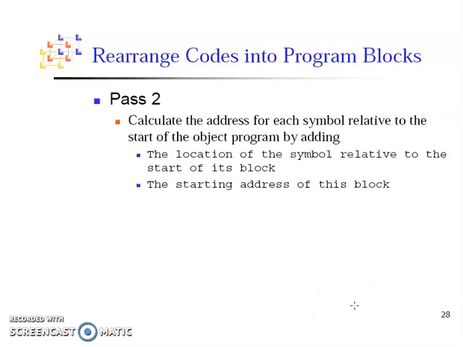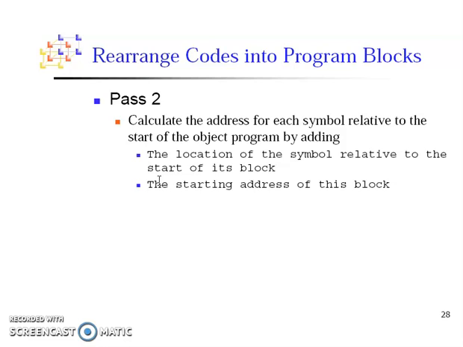In pass 2, it calculates the address of each symbol relative to the start of the object program by adding the location of the symbol relative to the start of its block and the starting address of this block. So in pass 1, relative to the start of the block, it finds the address and stores it in the SYMTAB. And in pass 2, based on the start of the object program, it calculates the address for each symbol, based on the location of the symbol within the block and the starting address of the block.